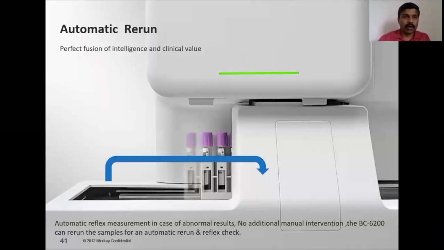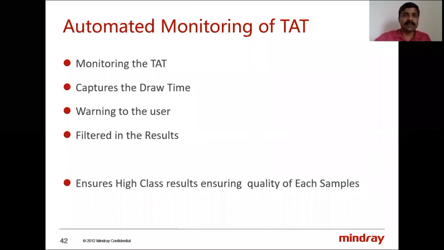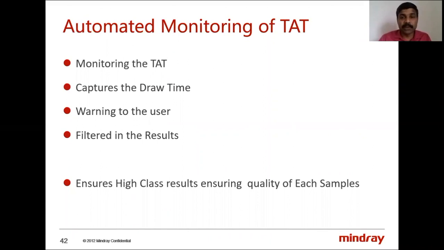So this is the automatic rerun and reflex facility, which earlier was available only with some biochemistry instruments or some immunology instruments. Now, because of technology development in hematology instruments also, we are incorporating automatic rerun and reflex facility as per our laboratory conditions. So you can give different conditions of your laboratory in the software itself. The instrument will do that as per your conditions.